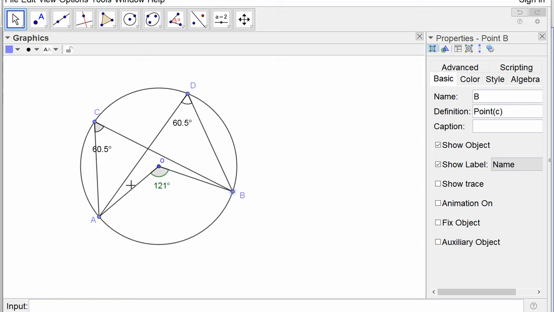Now if I were to move B, look what happens now. All right, 121. Divided by 2, 60.5. And again, as I move it, it doesn't change. So as long as multiple inscribed angles subtend the same minor arc as the central angle, they will always be equal. So anything out here is always going to be half of what's here.